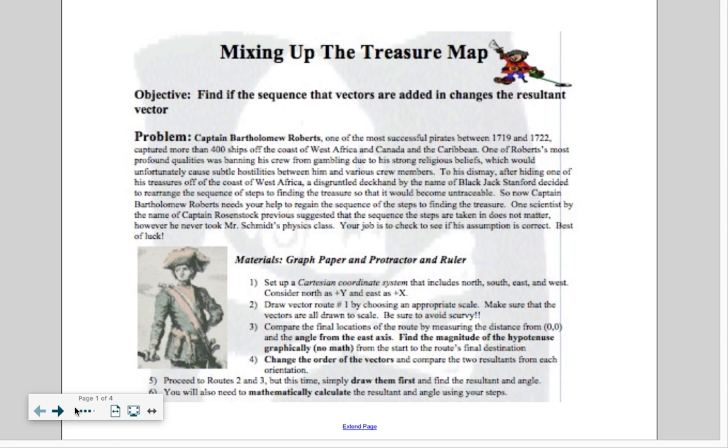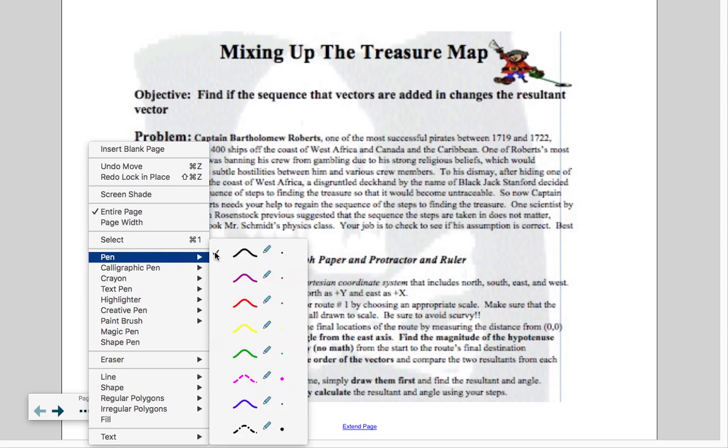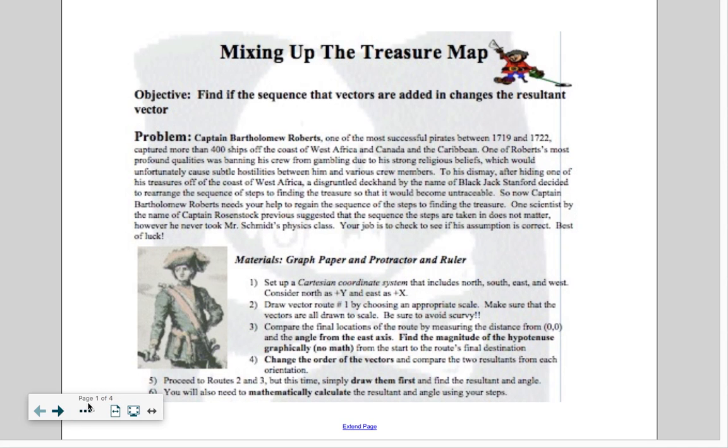All right, so let's go ahead and get started. I'll be able to select my pen and okay. I'll have to do it again probably though.